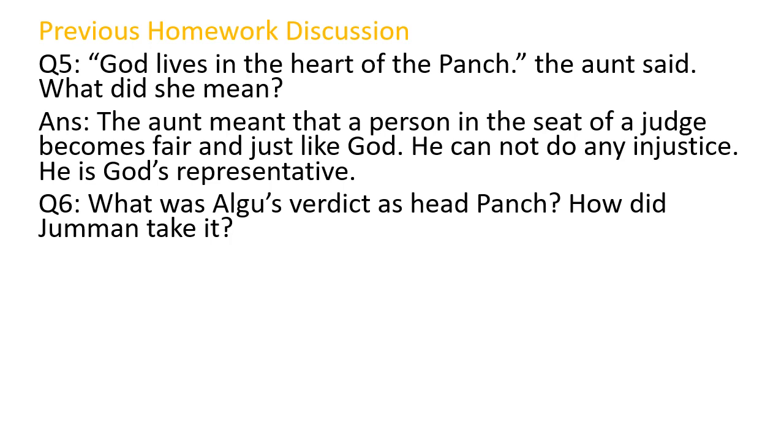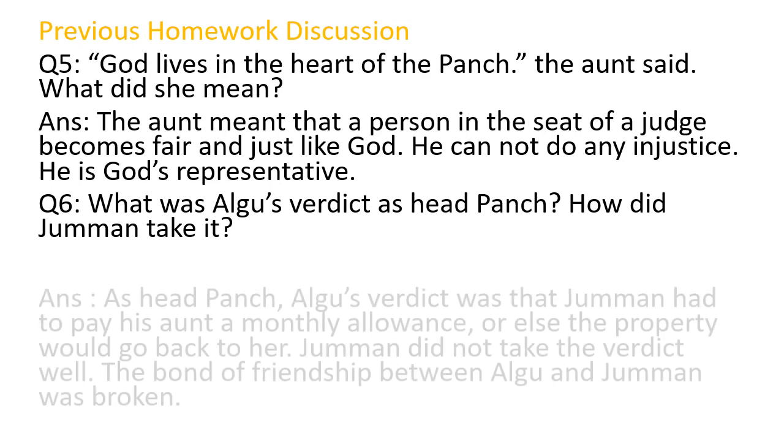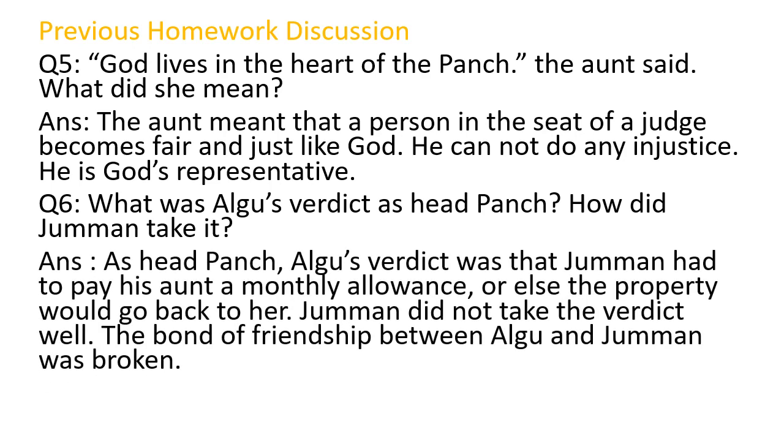Question number 6. What was Algu's verdict as head punch? How did Jumman take it? Answer. As head punch, Algu's verdict was that Jumman had to pay his aunt a monthly allowance, or else the property would go back to her. Jumman did not take the verdict well. The bond of friendship between Algu and Jumman was broken.